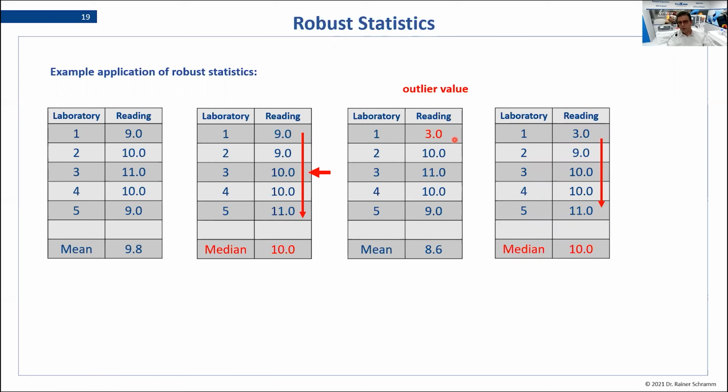Robust statistics are also very good when the number of participants is not so high. And to be honest, we normally have something like 10 to 20 to 30 people contributing in our round-robin studies. And for statistics, this is not a high number. And that's why robust statistics are working very well here. Yeah.